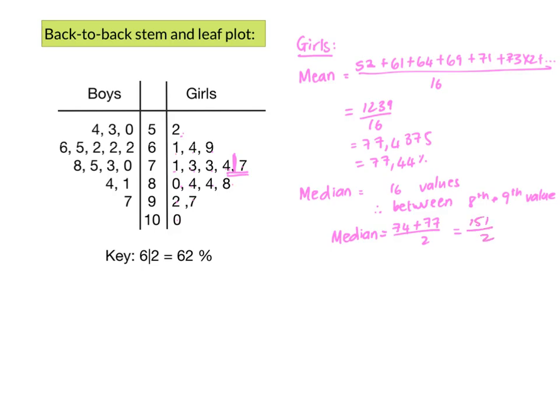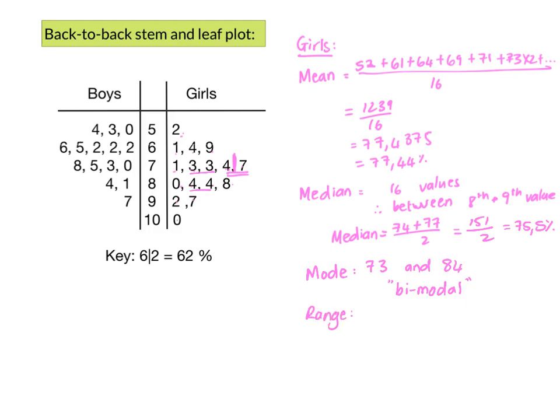74 plus 77 is 151. So if I halve that, I get 75.5. Next, the mode will be the most frequently occurring value. Now, starting at the beginning, you can see that 73 is a mode, but there's also another mode of 84. So we can say that this data is bimodal, meaning that there are two modes.